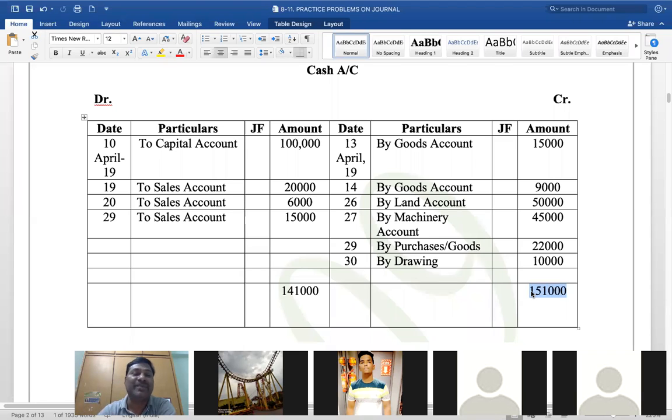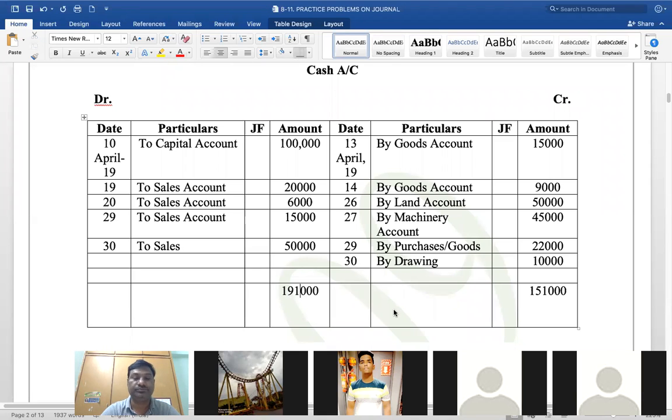Sir, there is one item missing. On the 30th, there is one sale of 50,000. When you sell goods, cash comes in, so cash account is debited because it is coming in. To sales. What is sales? Income. Credit all incomes. The amount is 50,000. Now the total is 1,91,000.